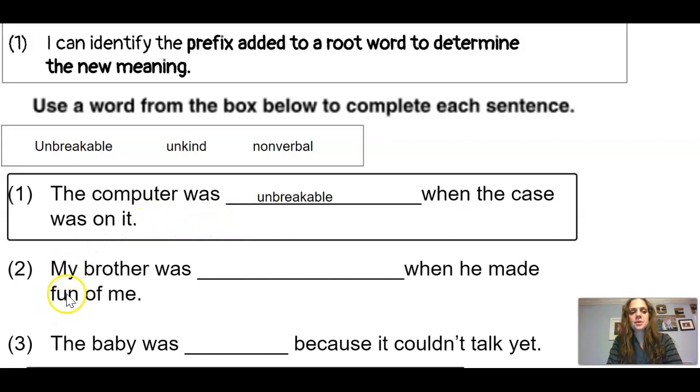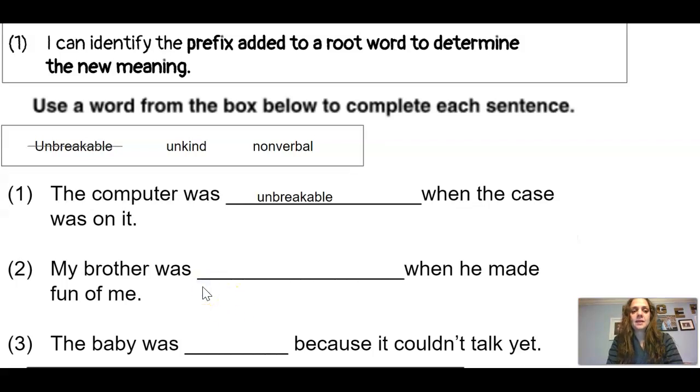Number two, my brother was blank when he made fun of me. My brother was unbreakable when he made fun of me. Now it's your turn. Go ahead and plug in the other words to see what makes sense. Let's check your thinking. My brother was unkind when he made fun of me.